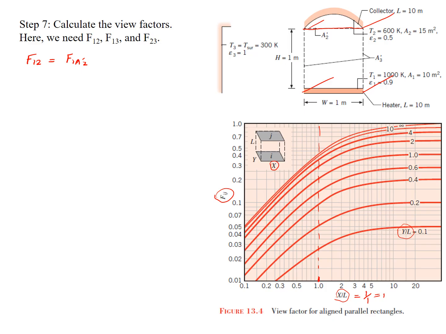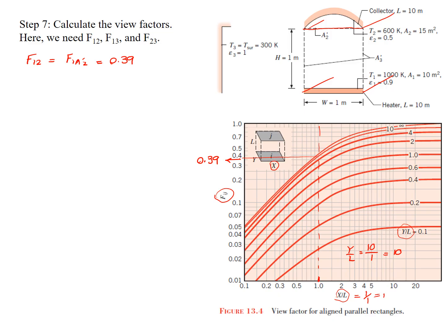So y is the length of the plates, which is 10 meters for our case, divided by the distance. This is y over L, and that should give me 10. That means I'll have to pick the second top curve, and that should bring me to around 0.39, or around 0.4 even. Around 0.39 is the view factor from 1 to A'2. This is how we get the first view factor, just by using this figure.